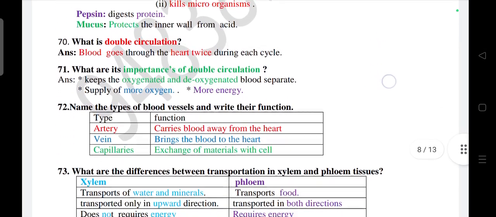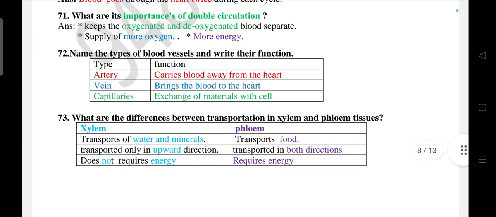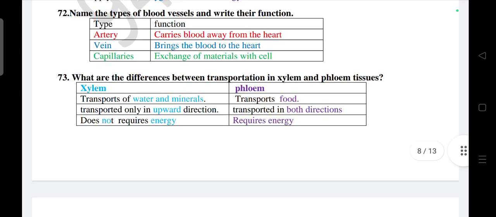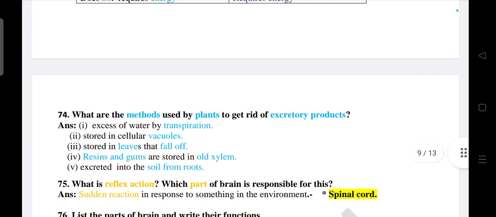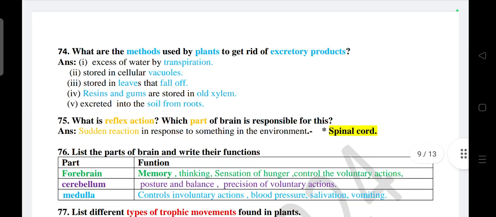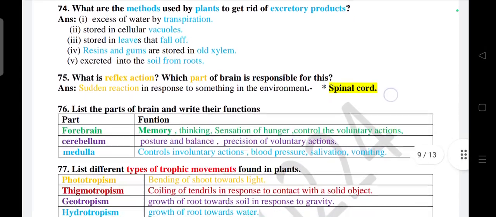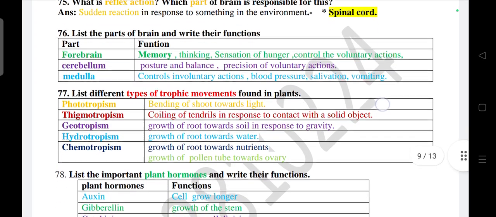What is double circulation? Blood goes through the heart twice during each cycle. So this is called double circulation. Difference between xylem and phloem. So these are all the important questions with answers.